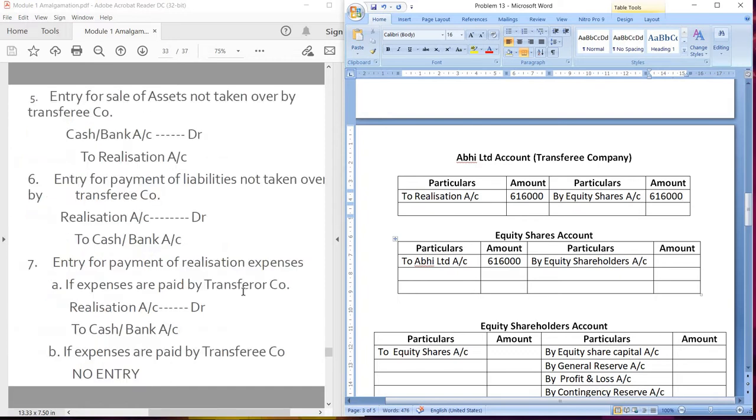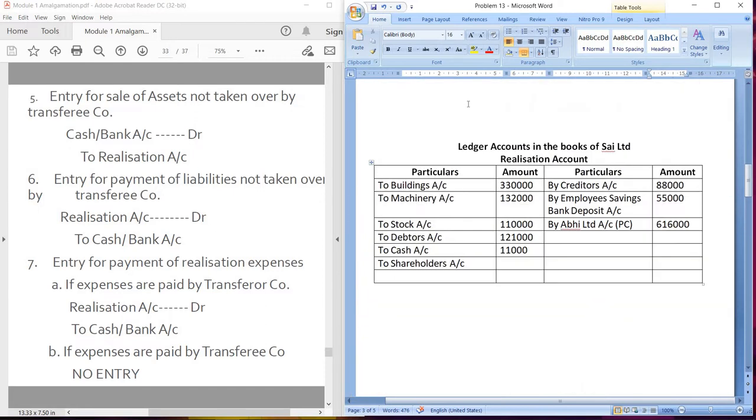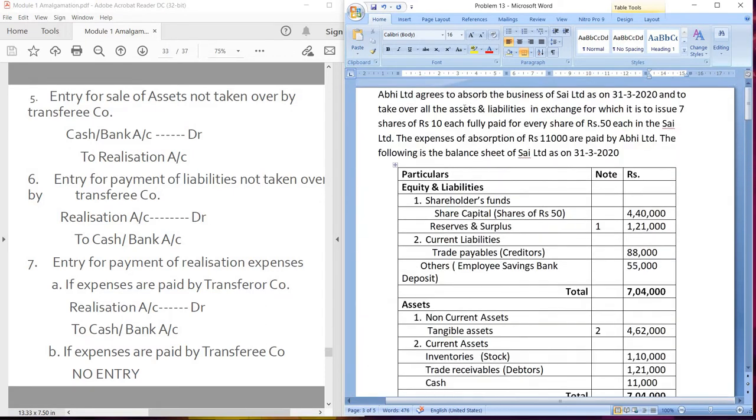Now let us pass the next entry. Entry for sale of assets not taken over by transferee company. So look at this sentence. Abhi Limited agrees to absorb the business of Sign Limited and to take over all the assets and liability. So here all the assets and liabilities are taken over by the transferee company. So we will not pass this entry. Next is entry for payment of liabilities not taken over. So all the assets and liabilities are taken over. So even liabilities are taken over. So we will not pass this entry as well.